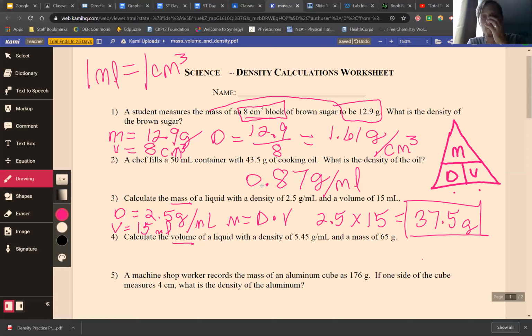Okay, that's the mass. Number 4, you'll do a similar thing, but you're solving for volume, in which case you're going to divide mass by the density. So instead of multiplying, you're going to divide 65 divided by 5.45, and number 4 comes out to 11.9. If you did not get that, go back and look, it's 11.9 ml, and see why that was the case.